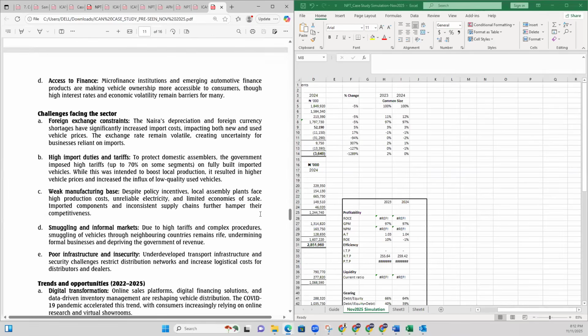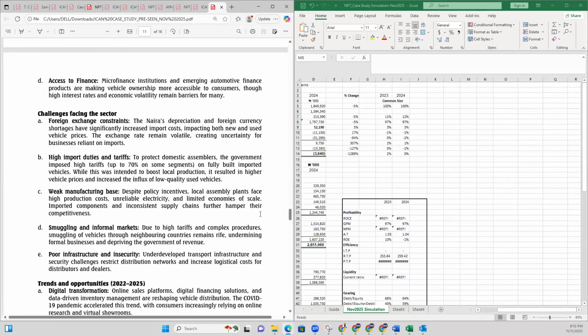D. Access to finance. Microfinance institutions and emerging automotive finance products are making vehicle ownership more accessible to consumers. However, high interest rates and economic volatility remain barriers for many.